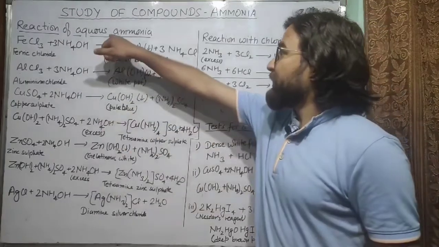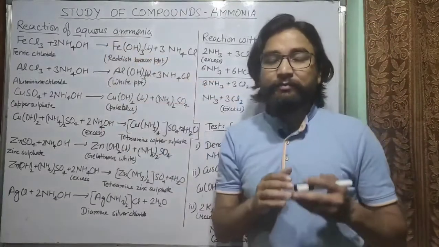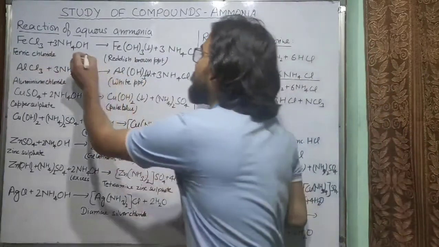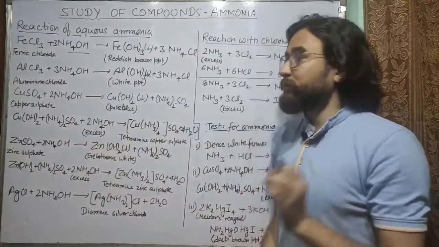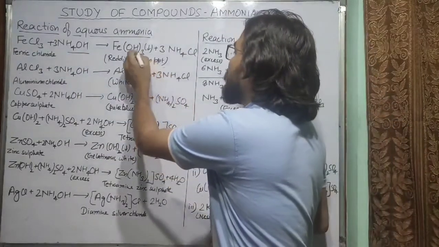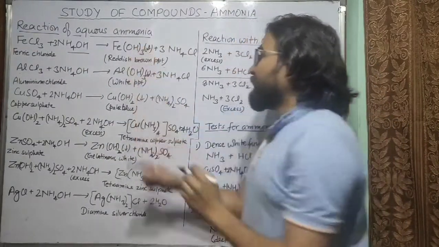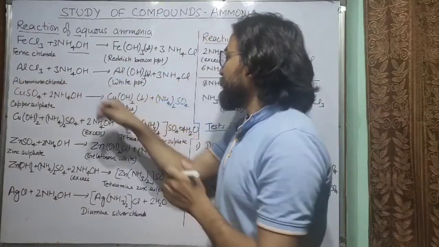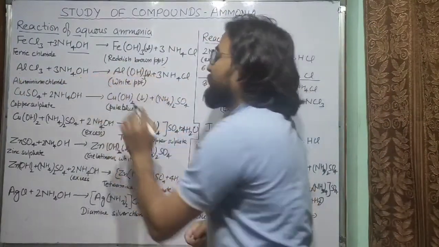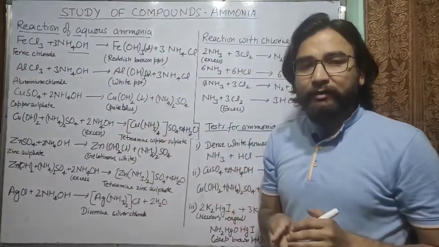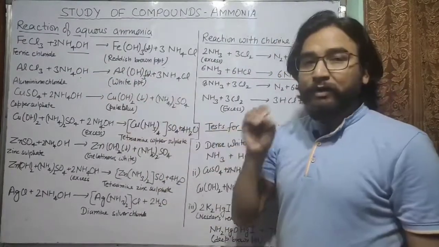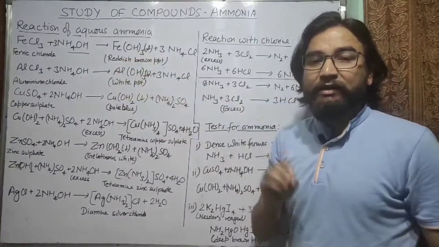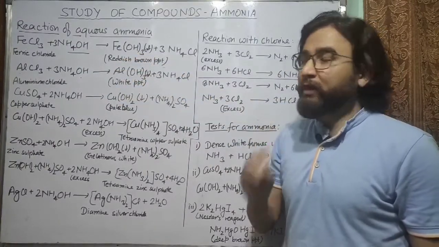Next is the reaction of aqueous ammonia with some metal salts. You can see with ferric chloride, ammonium hydroxide, because it is aqueous ammonia, will form a reddish brown precipitate of ferric hydroxide. Similarly, aluminum chloride will react with ammonium hydroxide and form aluminum hydroxide, which is a white precipitate. These two precipitates are insoluble in excess of ammonium hydroxide.